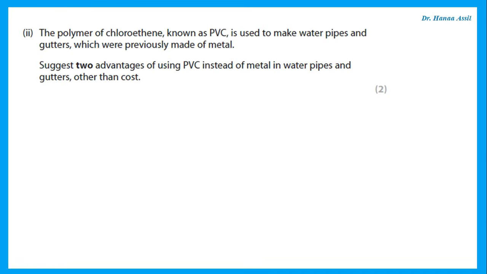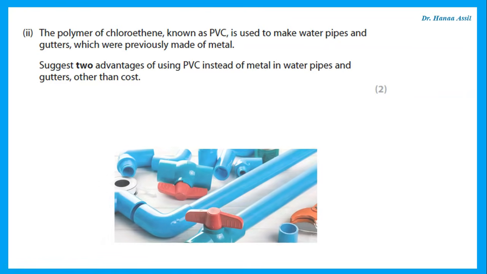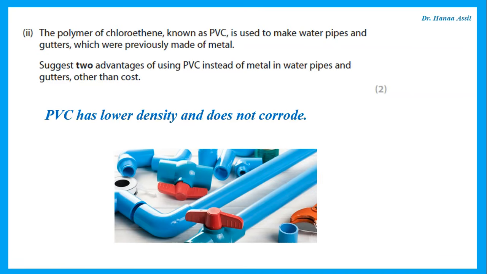The polymer of chloroethene, known as polyvinyl chloride (PVC), is used to make water pipes and gutters, which were previously made of metal. So instead of making the water pipes of metals, we now make them from these polymers. So, just 2 advantages of using polyvinyl chloride instead of metal in water pipes. You should know that water pipes, if they're made of polymers, this is better because they have lower density and they will not corrode or will not rust.